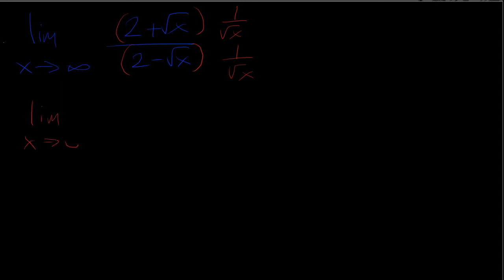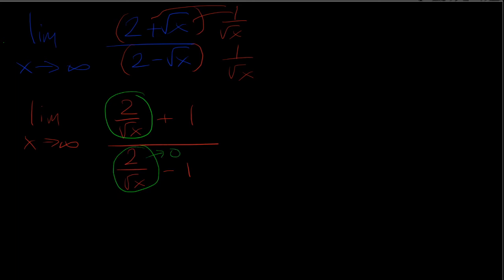So I'm left with the limit as x approaches infinity. Now the 1 over root x distributes to both the 2 and the root x. So we're left with (2 over root x plus 1) over (2 over root x minus 1). And now these will go to 0. And we'll have 1 over negative 1, and so our limit is negative 1. So it's better to skip that step of multiplying by the conjugate.